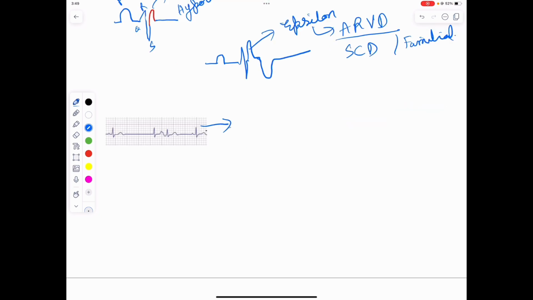Now here, this is a new case. What is happening here? Here there is a P wave, QRS complex and then T wave. So let us calculate the RR interval.